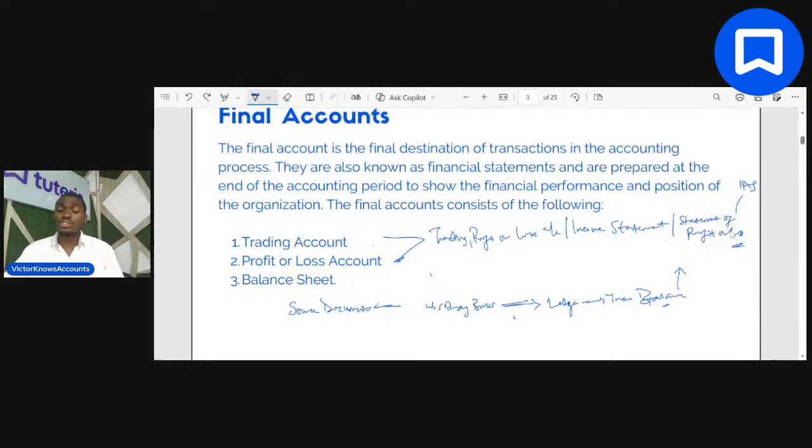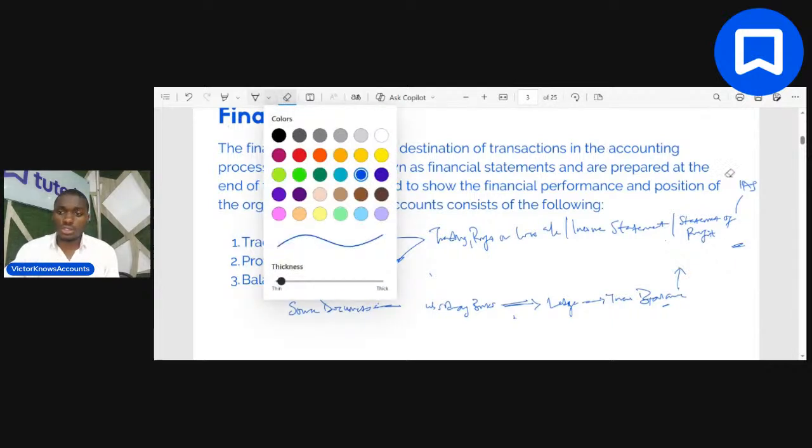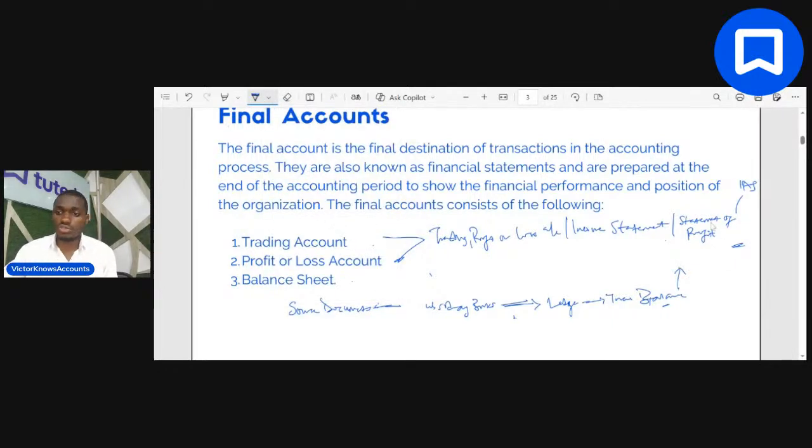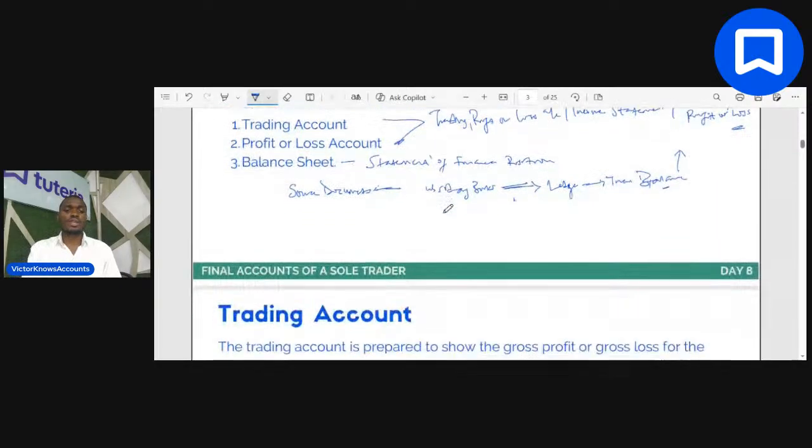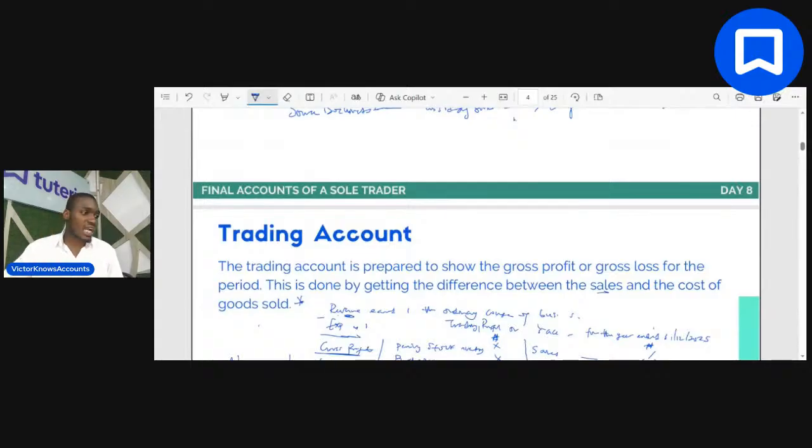And of course, this name, the full name of this is actually Statement of Profit or Loss and Other Comprehensive Income. But you don't actually need to know about that. So it's not this level. You don't need to know about that. Then your balance sheet is, of course, the normal balance sheet that you know. Another name for it is the Statement of Financial Position. Is that fine? Now let's look at the trading account.